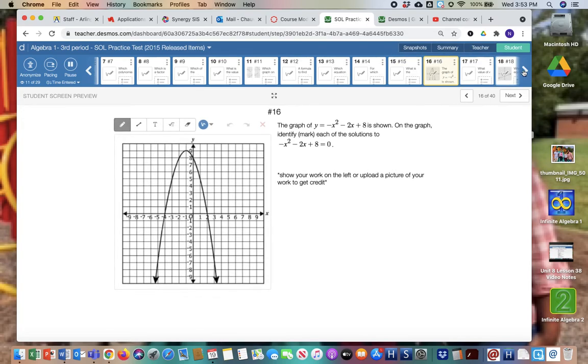Okay. Question 16. It says, here's the graph here. What are the solutions? So the solutions are where we cross the x-axis. So they're here and here. And that's it. It said to mark the solution, so you'd click on it, like this could be one of those technology items. You have to click on it. It's just those two. We don't care about the y-intercept. Just what are the x-intercepts. If it asks you what the solutions are, you'd say they're x equals 2 and x equals negative 4.